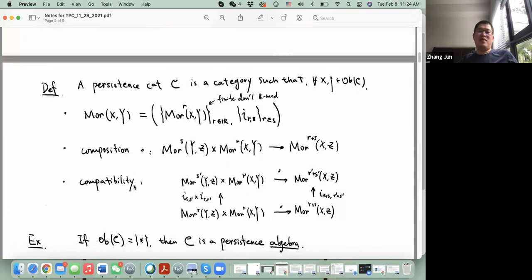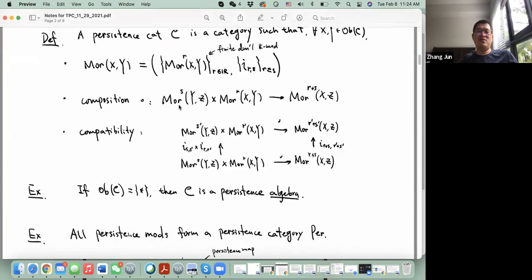And there's a compatibility, right? The composition must be compatible with the persistent structure map. So you have a persistent structure map on the left-hand side for each of the factors. When you first do the structure map and then composition, it must be the same as doing composition first and then the structure map. Okay, so that's the definition of persistent category. This is a very natural definition.